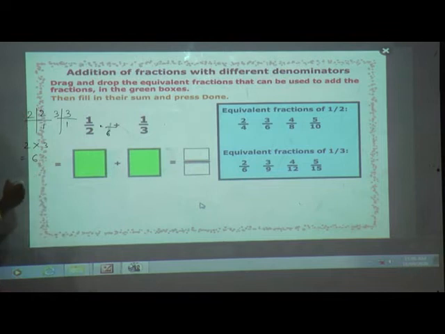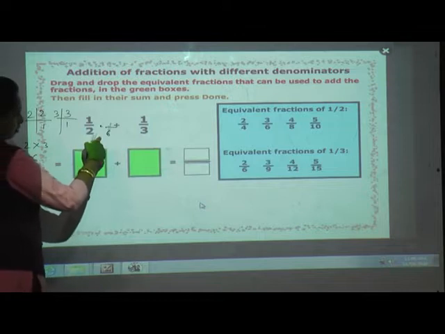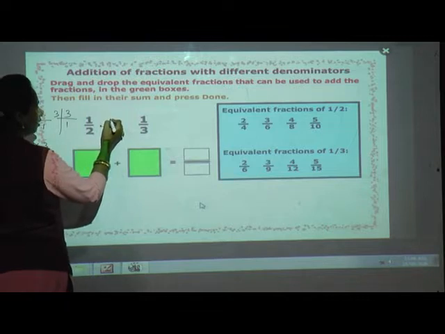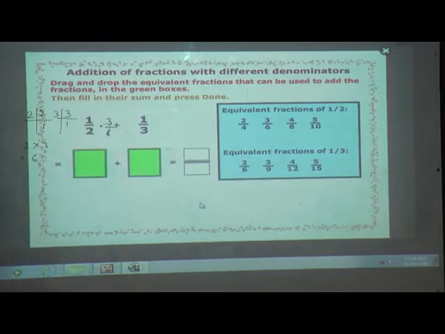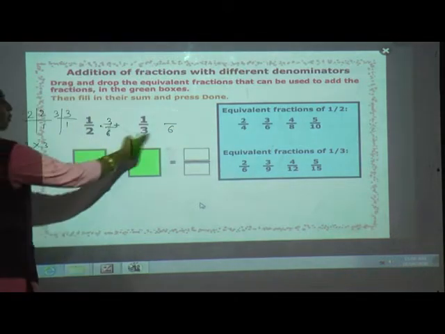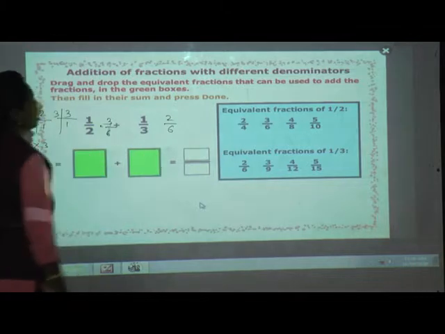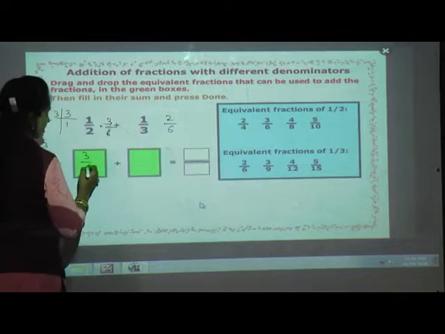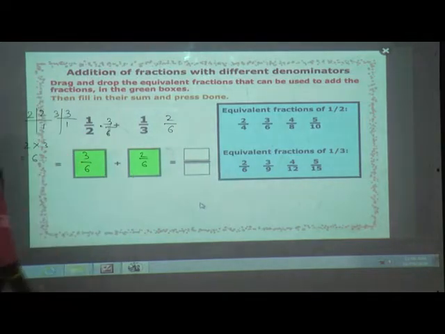So what do we have to do? 2 multiplied by 3 gives 6, and here also 3. So what will come here? 3, isn't it? And in the place of denominator 6 should come. So 3 2s are 6. So here also 1 2s are 2, isn't it? So we got 3 upon 6 and 2 upon 6. Now when we add these two numbers together, we get 5 upon 6, isn't it?